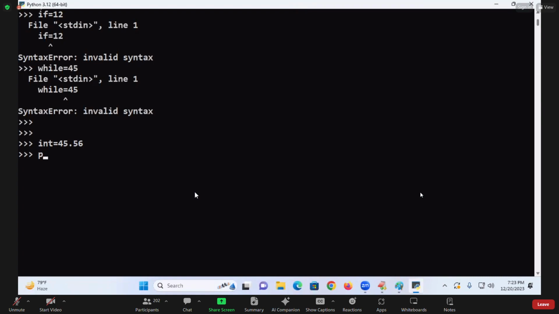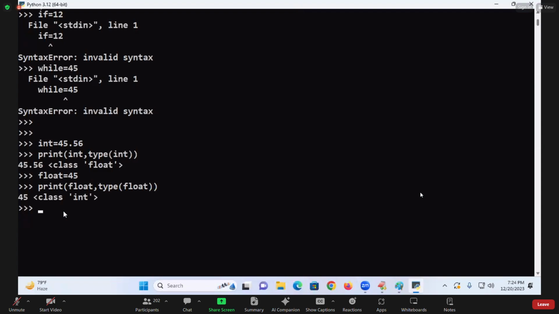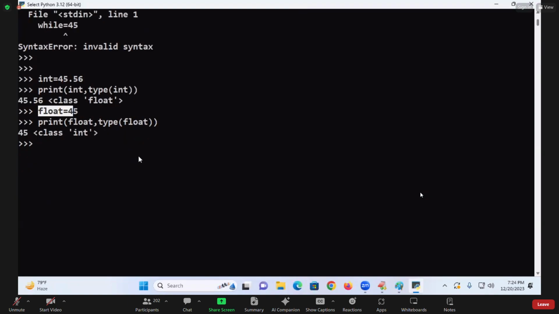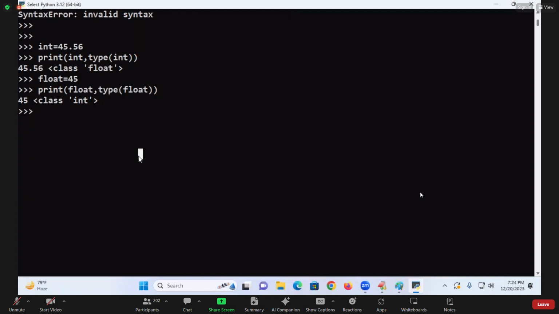What is the type of int? Float. Come on. Print int comma, type of int. What is that? 45.56. What is this, float? You see once again, float is equal to 45. Valid or invalid? Valid. Print float comma, type of float. What is this now? Int. So int and float are what? Classes. Can I use them as variable names? Yes. So you can show it to the interviewer.